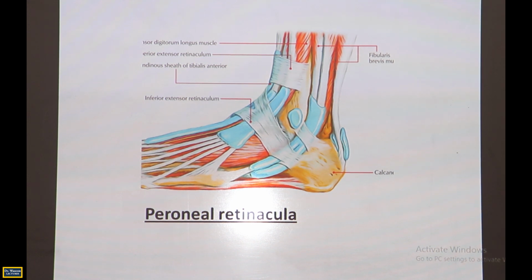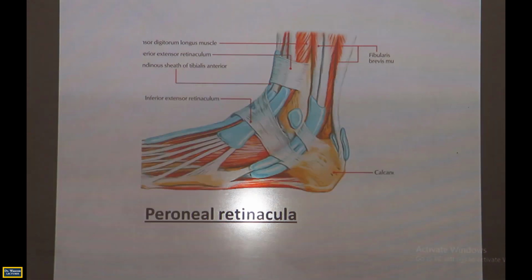These bands are present in the upper and lower limb, in the upper limb between the hand and the forearm, and here between the foot and the leg. These bands are attached to the bones and leave a space underneath them. These bands are called the retinacula, we call them retinaculum. Here in the anterior aspect we have the peroneal retinacula, superior peroneal retinaculum and inferior peroneal retinaculum. These are nothing but modifications of deep fascia.